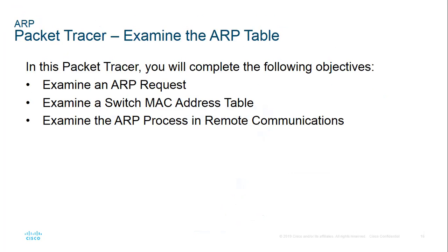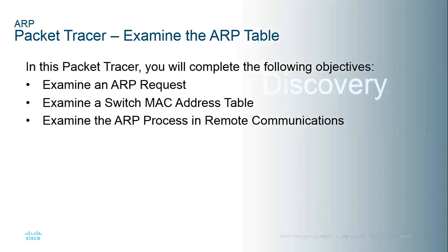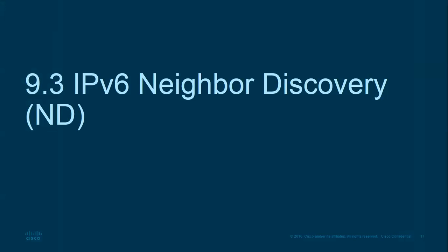So you will examine an ARP request, you will examine a switch MAC address table, and you will examine the ARP process in remote communication. In this section, you will be discovering the IP version 6 neighbor discovery protocol, which is really similar in behavior to the ARP request for IPv4.